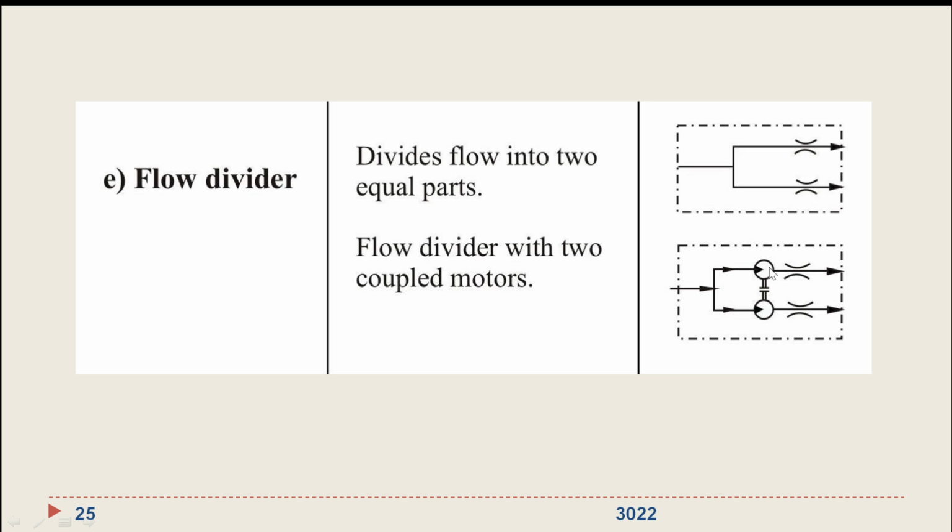These are motors, a circle with arrow pointing towards the center, solid filled arrow. That is the motor, hydraulic motor, and these are the flow dividers. Okay.